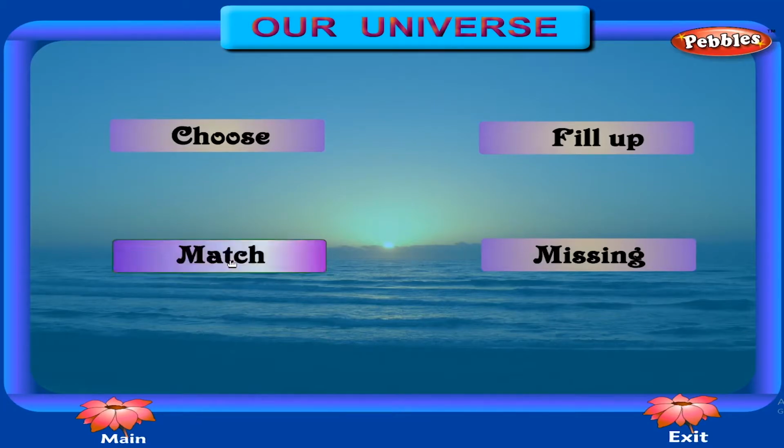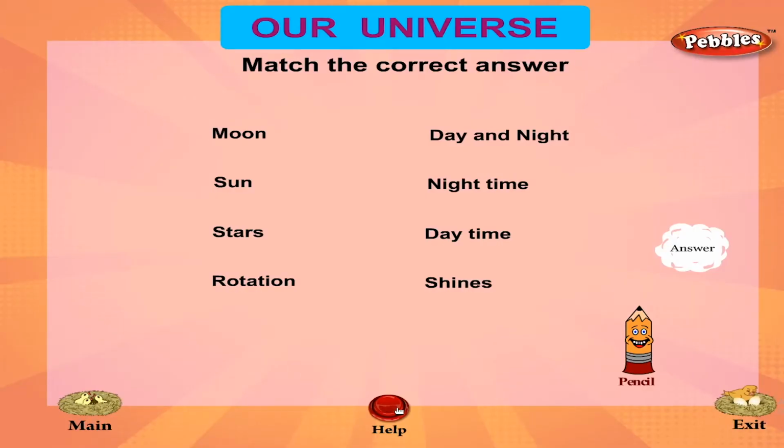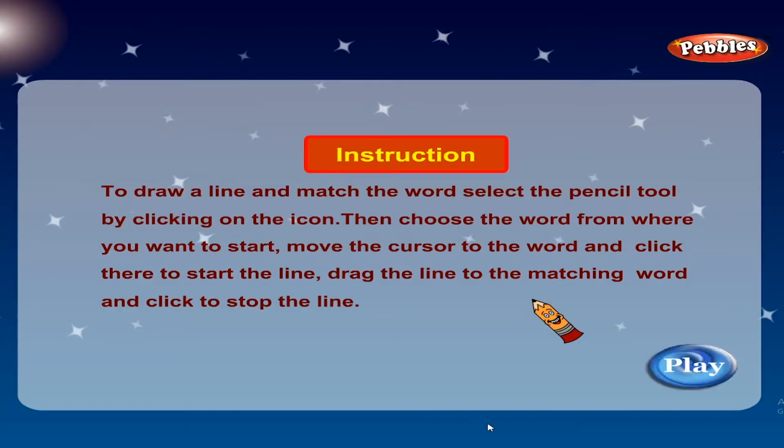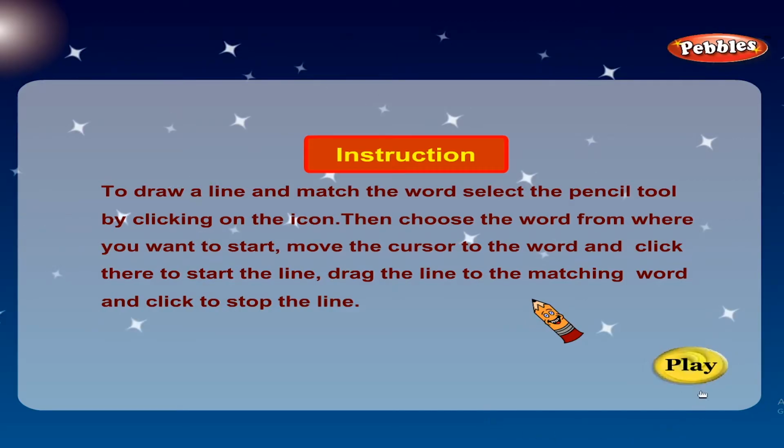Match the picture. Help. To draw a line and match the word, select the pencil tool by clicking on the icon. Then choose the word from where you want to start, move the cursor to the word and click there to start the line. Drag the line to the matching word and click to stop the line. Click.